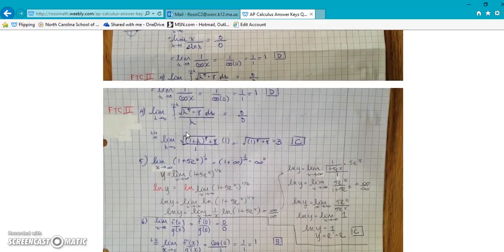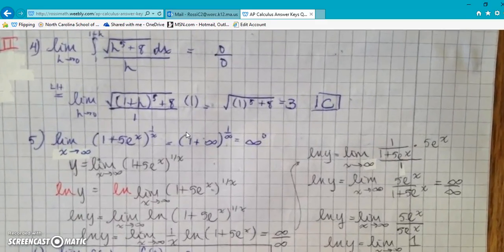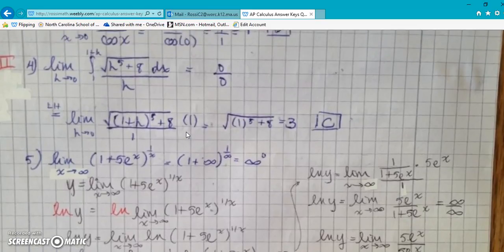Please check number 4, because during the test, I checked a lot of your work, and some of you did FTC Part 2 incorrectly. When you do the derivative of the top right here, derivative and integral cancel, so that means FTC Part 2 says you plug in your upper limit. A lot of you got the answer root 2 over 2, I want to say, or 2 root 2, because you didn't plug in 1 plus h, you just plugged in h. So yeah, check your answer here.